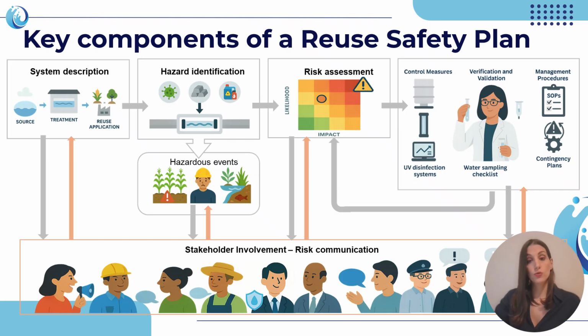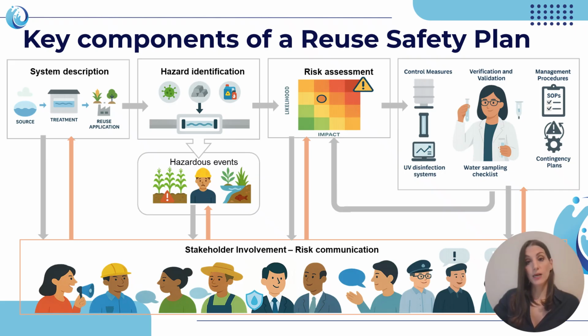These can include treatment steps or real-time monitoring technologies. But having control measures isn't enough. We also need verification and validation. This means sampling, testing, and inspections to confirm the system is working as intended and risks remain under control. To make everything systematic, management procedures are put in place. This includes standard operating procedures for normal operation and contingency plans to guide responses if something goes wrong.